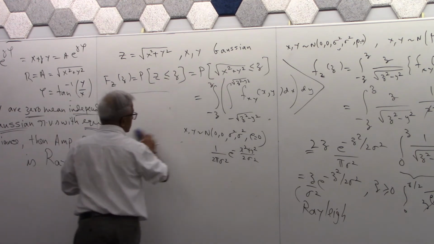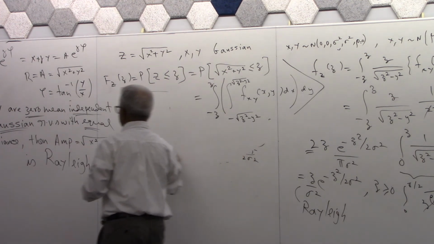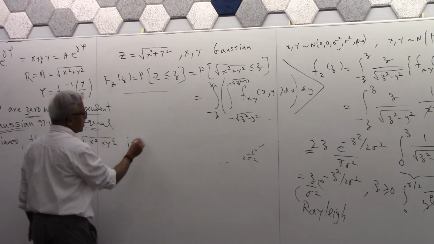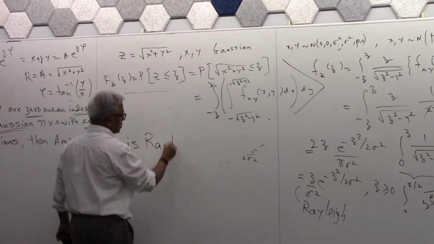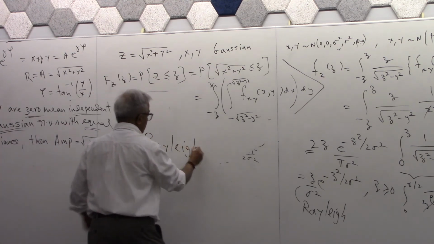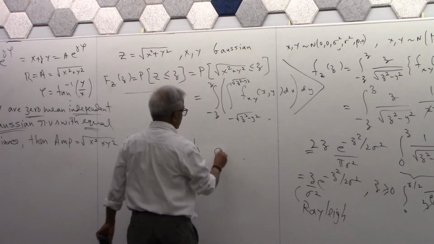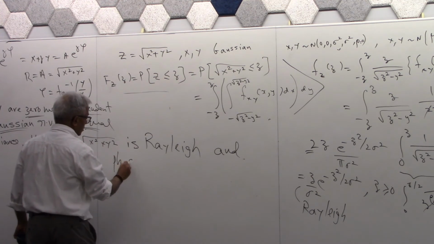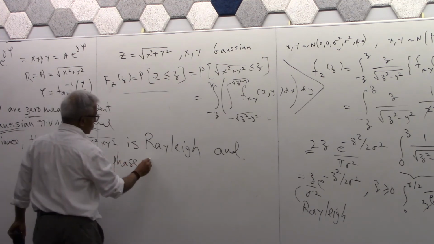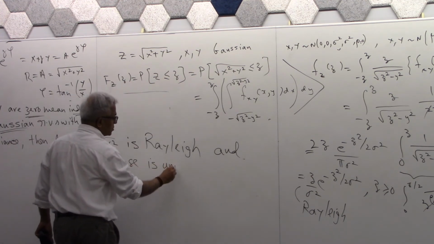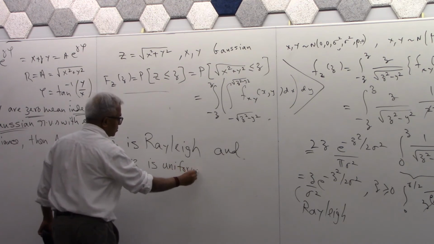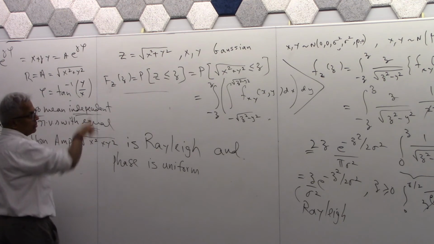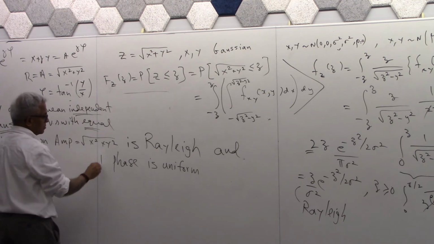and then the amplitude is Rayleigh, and the phase, this one, phase is uniform. At least the principal value is from minus pi to, so if you go from pi to minus pi, it's going to be uniform in that region.